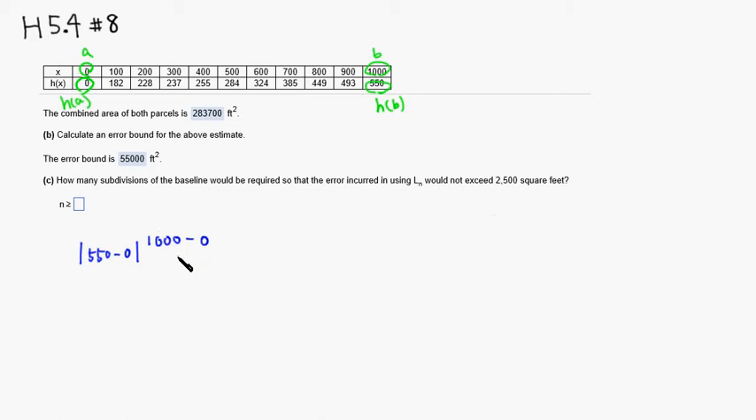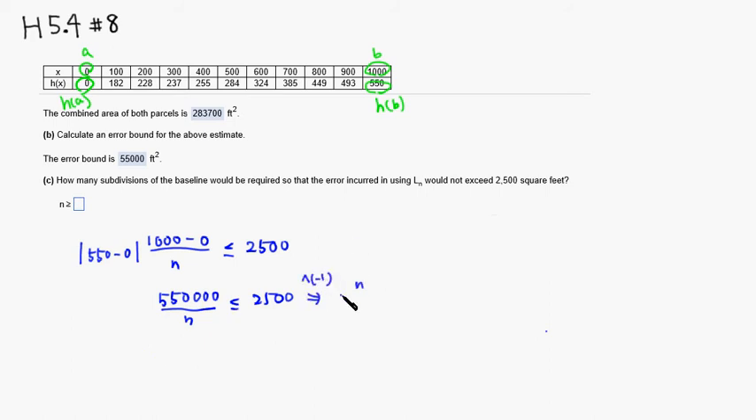So we have b minus a over n, and we want this to be less than or equal to 2500. So this is 550 times 1000, so it's going to be 550 and the 3 more zeros over n, less than or equal to 2500. Since we're looking for n, we take the reciprocal of both sides.